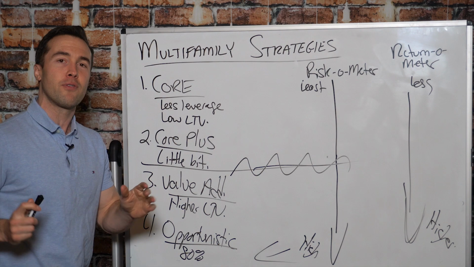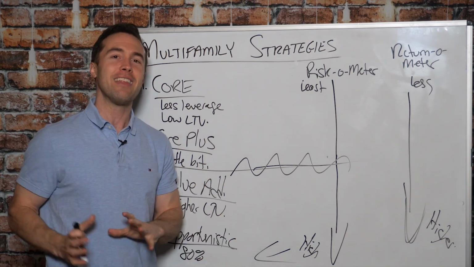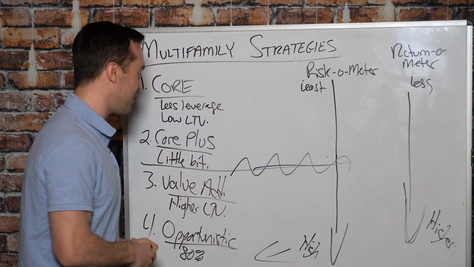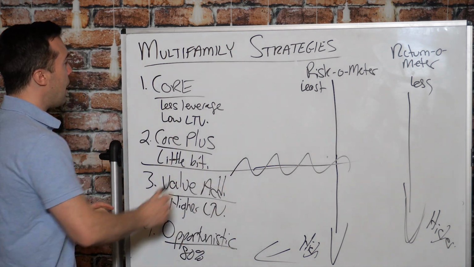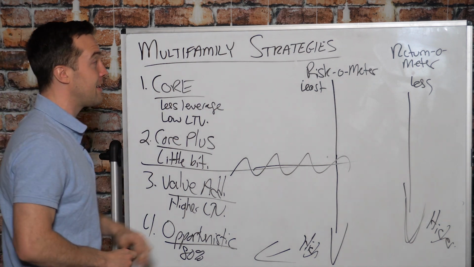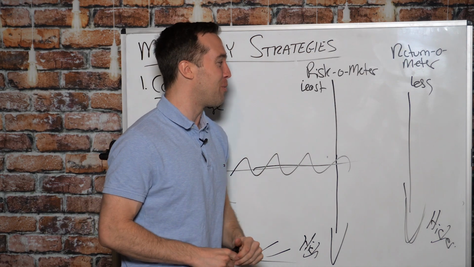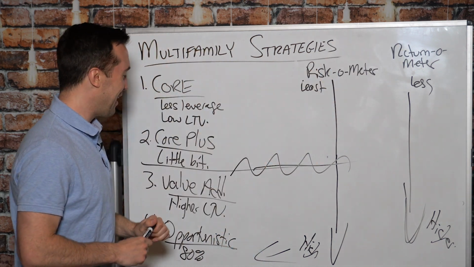Now, obviously, there's different types of value add. You can have some heavier lifts, some lighter lifts, and that's a whole different video for a whole different day. But hopefully this gives you an idea of the 4 investment strategies: core, core plus, value add, and opportunistic, and how they relate to the riskometer and the returnometer. I'll be trademarking those in the future.